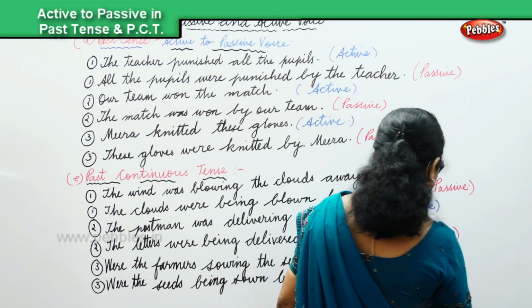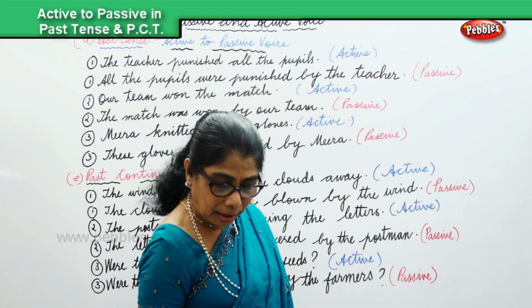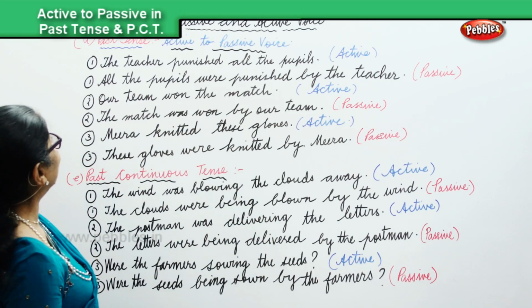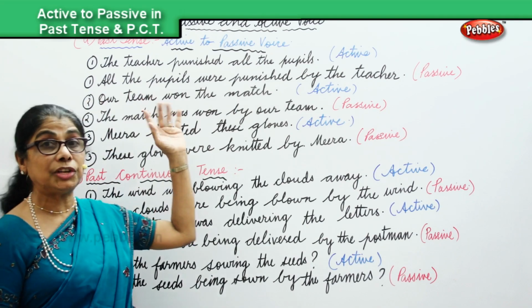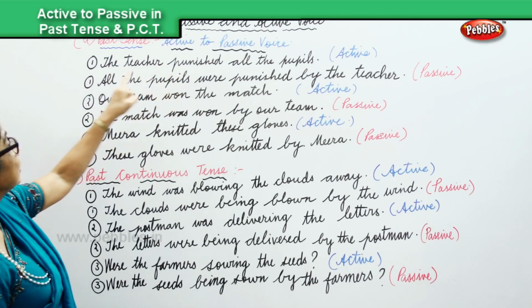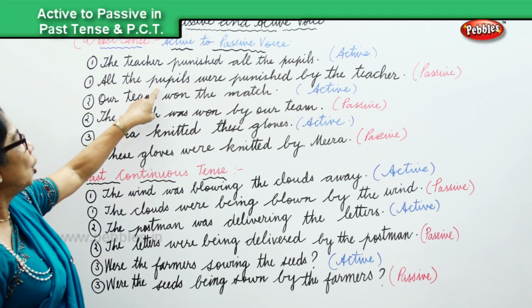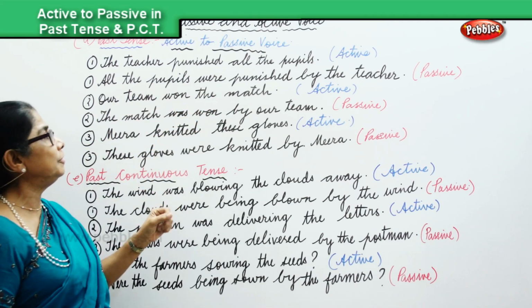Now let's look at the sentences that we had gone through. We are looking at two types: past tense and past continuous tense. In both these, changing from active to passive. Past tense, active to passive. The teacher punished all the pupils, active. All the pupils were punished by the teacher, passive.